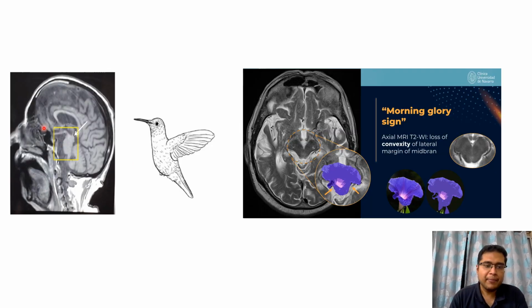So this is the hummingbird sign that is seen on the sagittal images, and on the axial images it is called the morning glory sign. That is because of the convexity of the lateral margins of the midbrain. Also, it appears like a Mickey Mouse. It is also given the name of a Mickey Mouse appearance. So it is seen in case of progressive supranuclear palsy, which is actually a Parkinsonism plus syndrome.